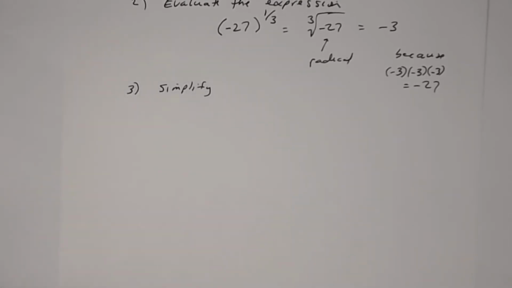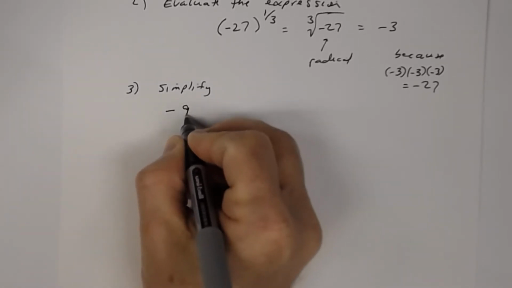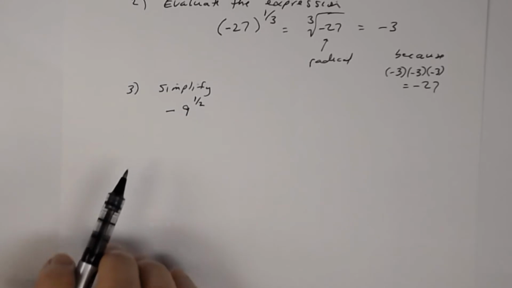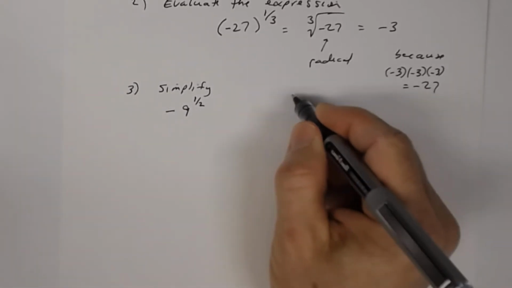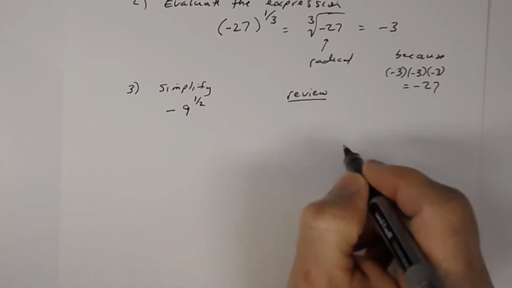Sometimes the directions will just say simplify. And so I want you to look at this for a moment. I want you to look at negative 9 to the 1/2 power. Now, this is where some students get confused with this. So I will remind you, this is a review from a previous course.